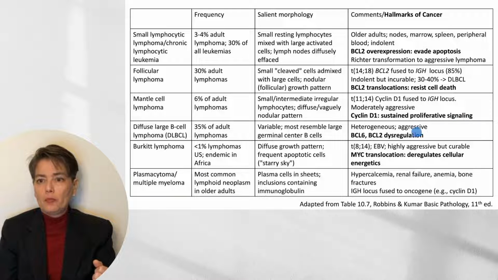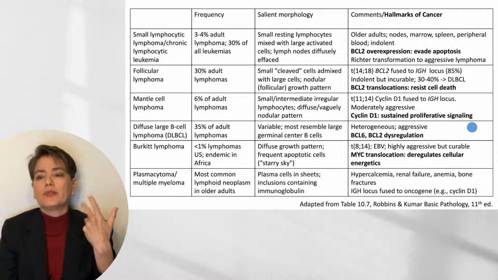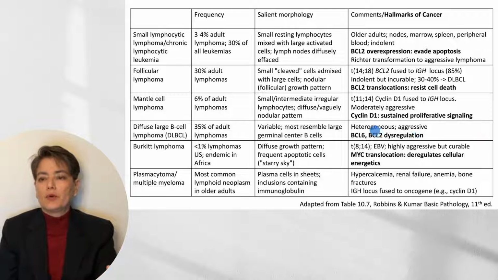In mantle cell lymphoma, we get increased expression of cyclin D1. This takes us back to the RB and its role in the cell cycle, and we're going to get sustained proliferative signaling. And then finally, when we look at Burkitt lymphoma, we get a MYC translocation with amplification of MYC. Remember, MYC is involved in deregulating cellular energetics, taking us to Warburg metabolism. So I think this is a useful way to think of these different tumors.